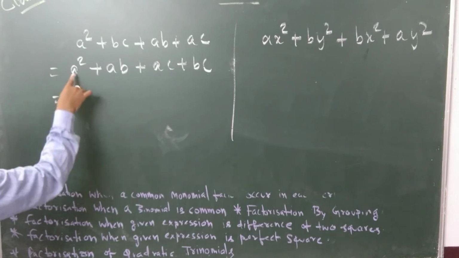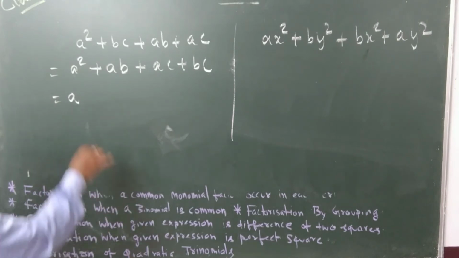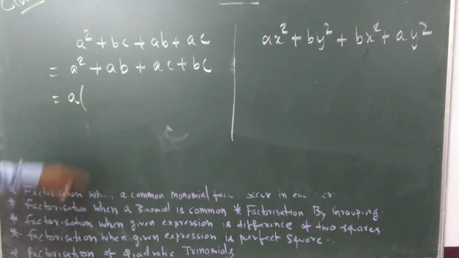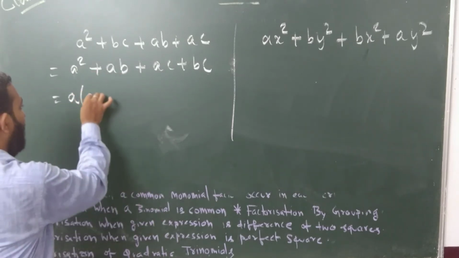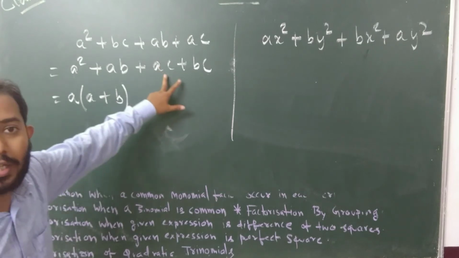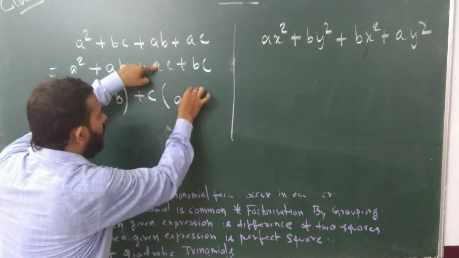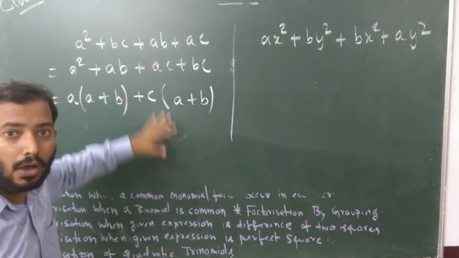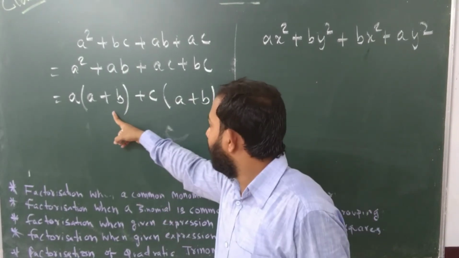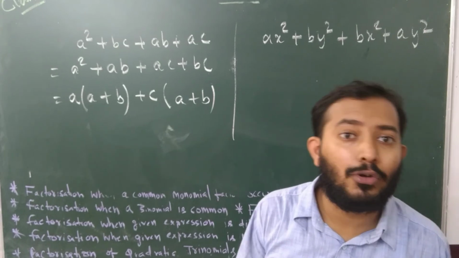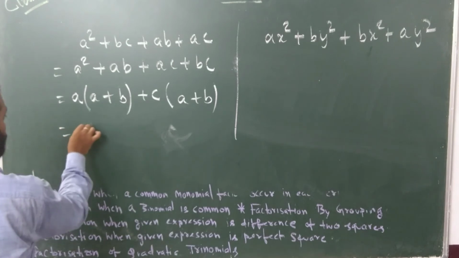Now, if you see here a square and there is ab, you can see that a is common in both the terms. That means you can take out a, and if you take out a, you need to divide both terms by a. If we divide this term by a, we will get here a and we will get here b. Similarly, you can see that c is common. So if I take c common, you can see that a and there is a b. So now in this, what you can see is that a plus b, the binomial, is common right now. So we take out this a plus b outside.